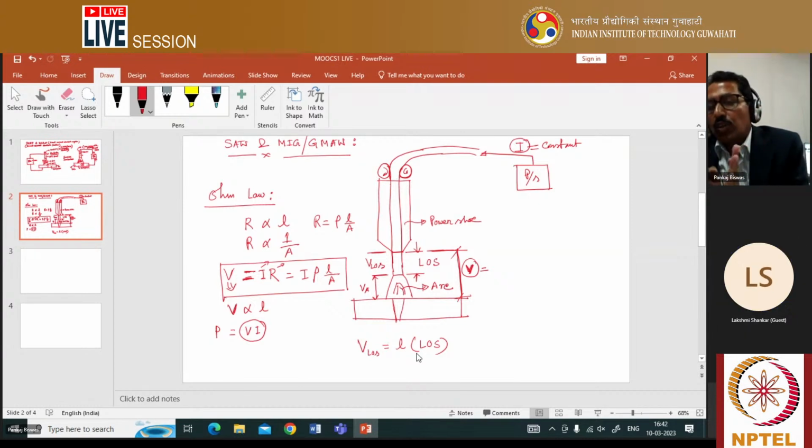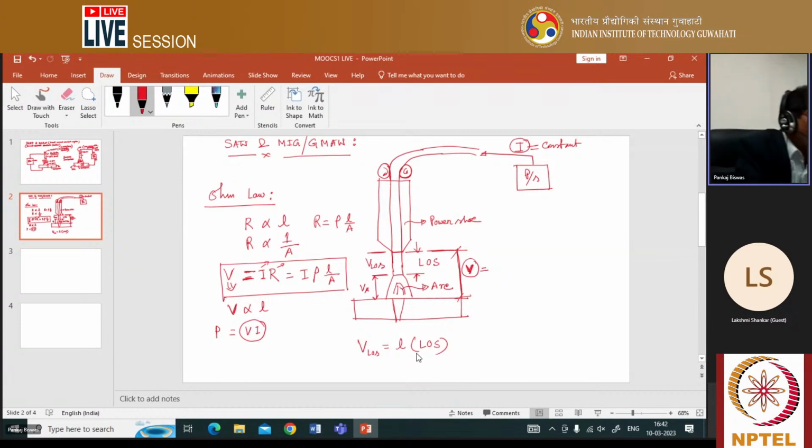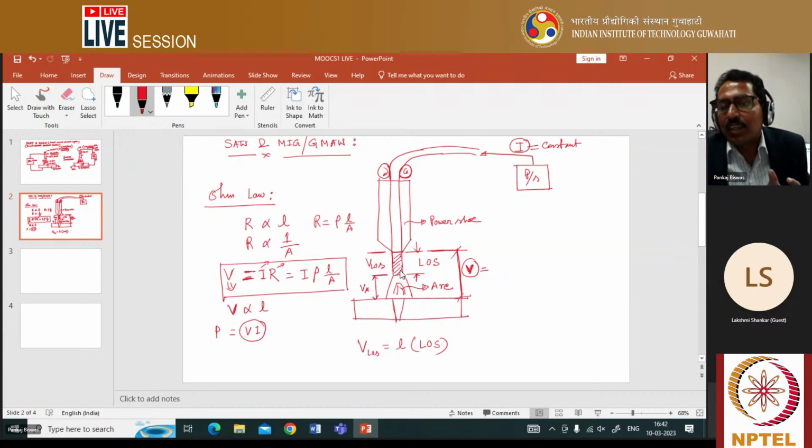Here one thing you should keep in mind. If the length of stick out is more, then that electrode portion will heat more. Due to VLOS, it will heat more. Clear?